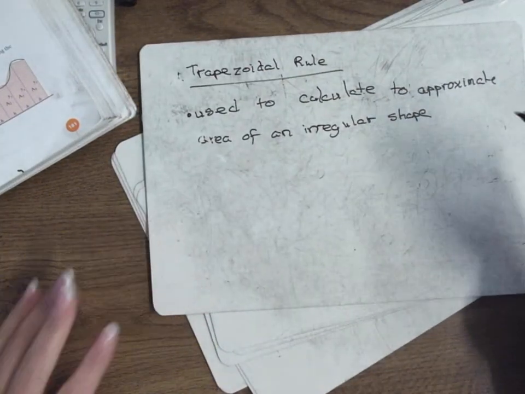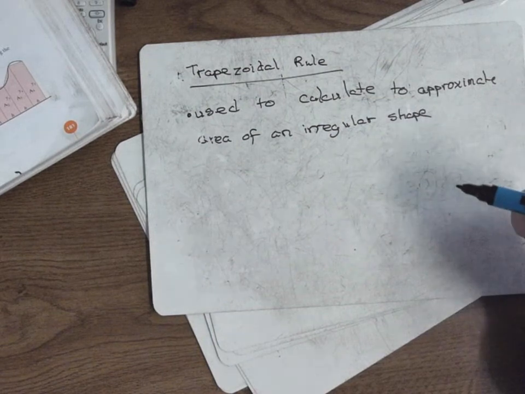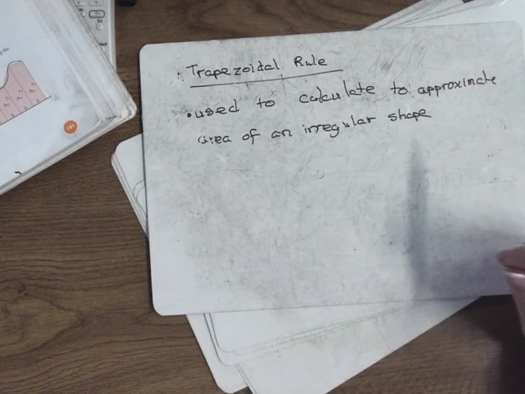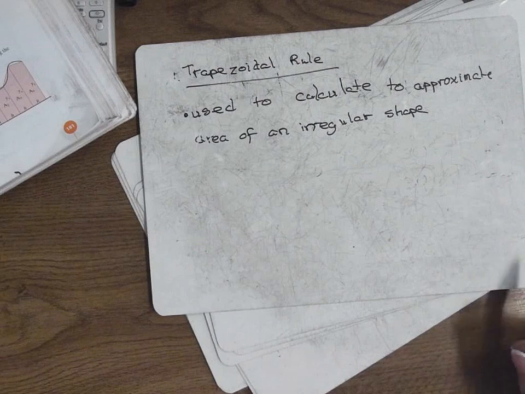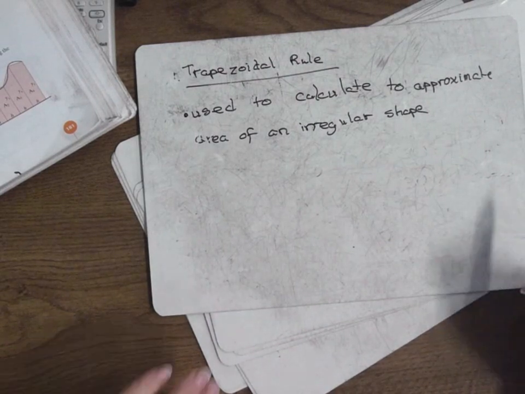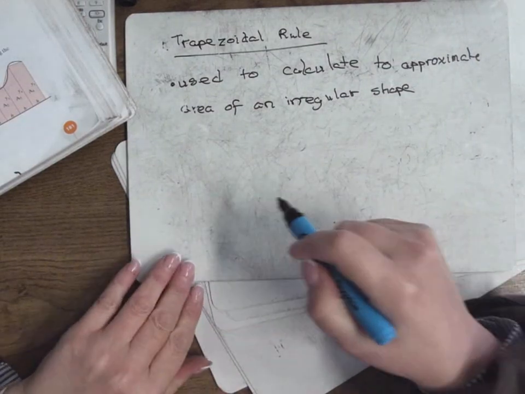So the trapezoidal rule is used to calculate the approximate area of an irregular shape. What you do is you split the irregular shape into a load of trapeziums. That's where the name trapezoidal rule comes from. But they're approximate trapeziums.